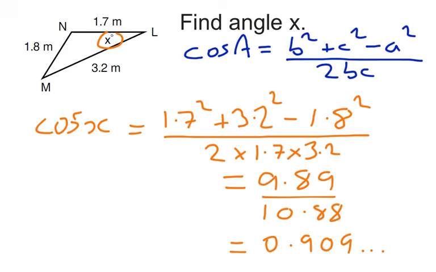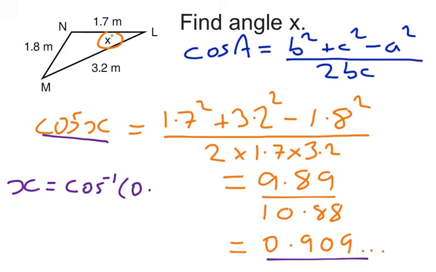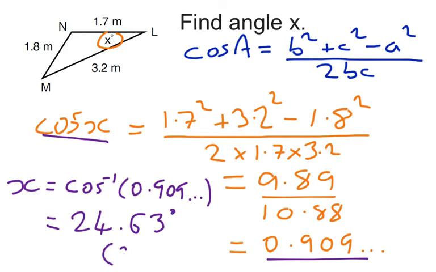But we're not finished, because that is cos of x equals that, so we need to work out x. X is equal to cos inverse of 0.909, and the way we get cos inverse, remember, is to press shift and then the cos button, and rather than typing 0.909, it's better if we use the answer button in there to get an exact answer, and when we do that we get a value of 24.63 degrees to 2 decimal places.